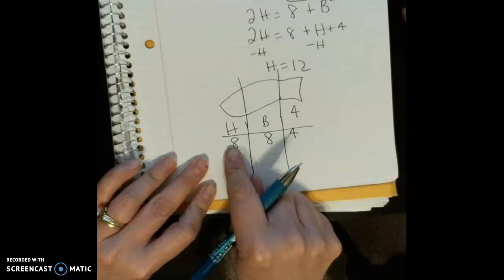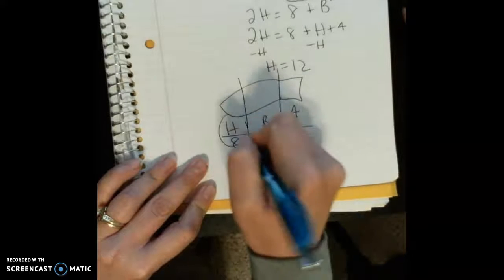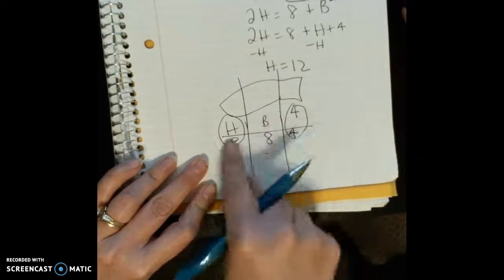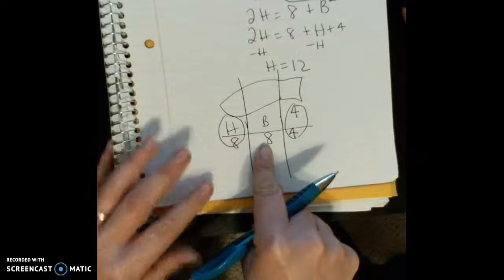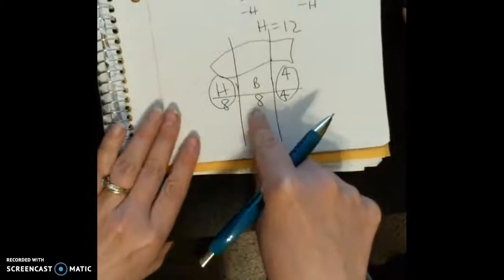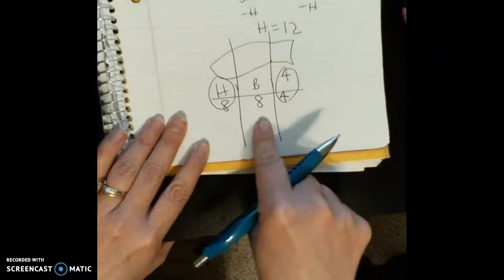The body weighs as much as the head and tail together. Well, if I add the head and tail together, that's 12. That doesn't give me my 8. Now, I could try to go smaller, so I could try 6, but I'm going to try 10.